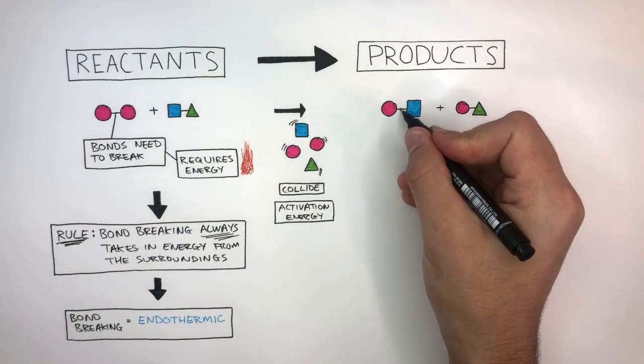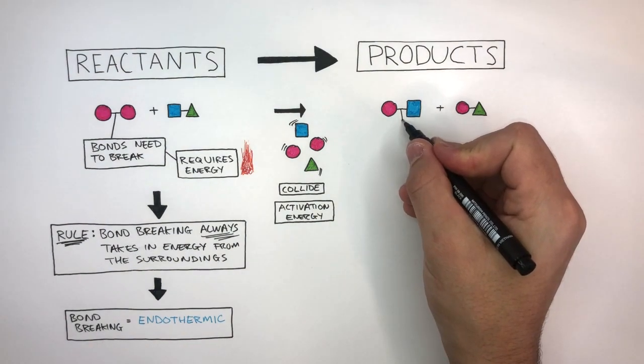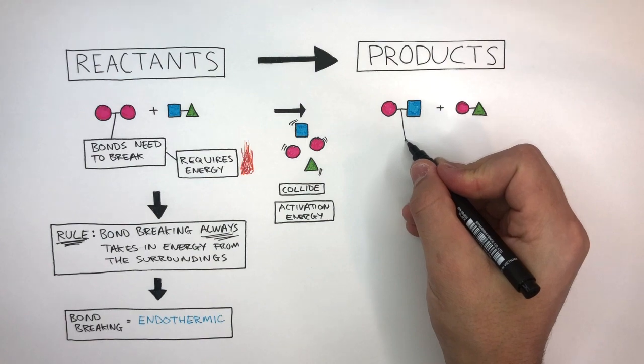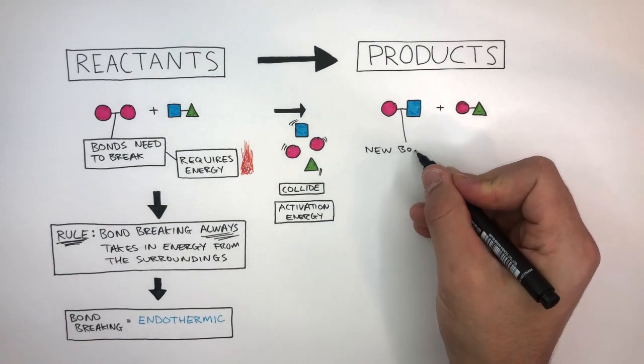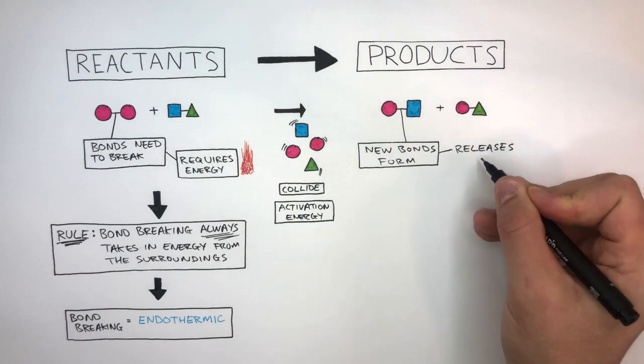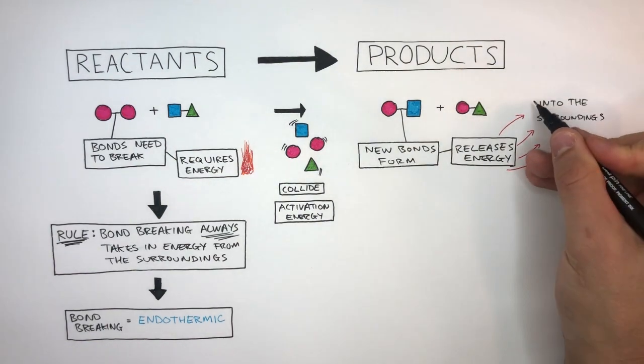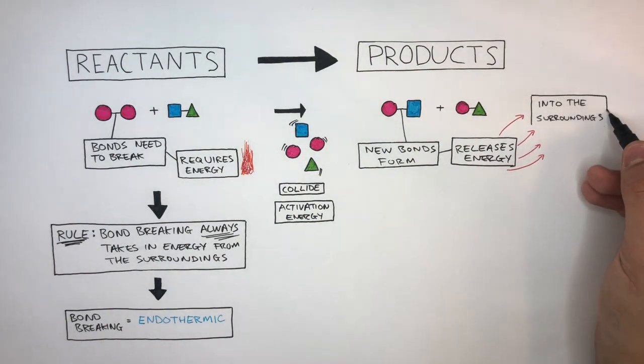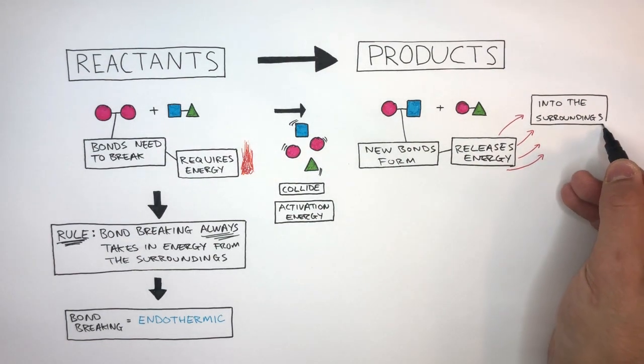So the products show how the circle is now bonded to the square and it is also bonded to the triangle. This means new bonds have formed. Bond making always releases energy into the surroundings, as shown by the arrows. This is a rule you must remember.